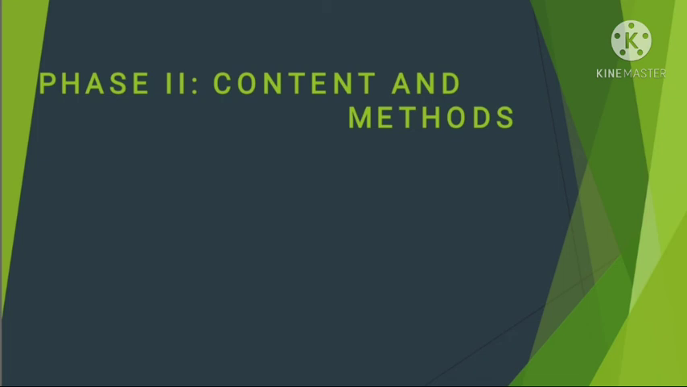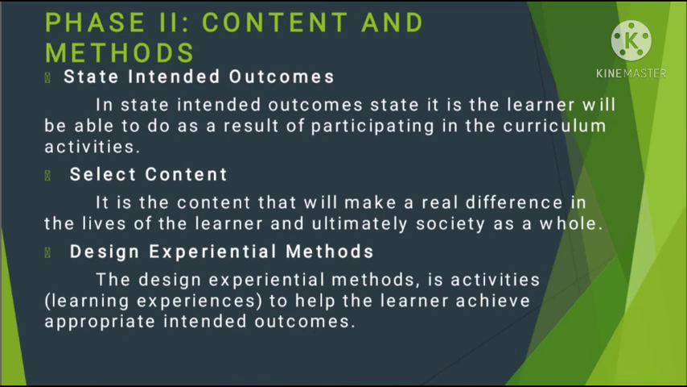So, there are 3 steps of content and methods. First, state intended outcomes. It is what a learner will be able to do as a result of participating in the curriculum activities. Also, it should clearly describe the knowledge, skills, and attitudes that the students are expected to develop within a specific context.